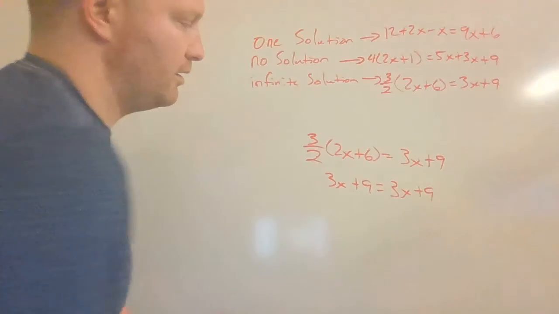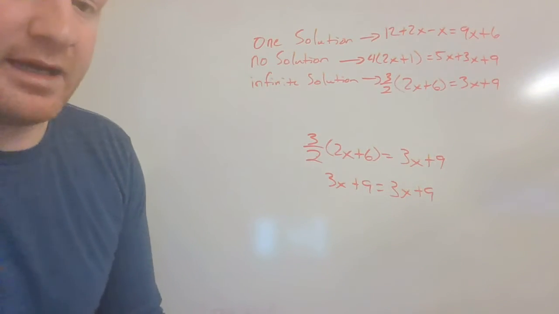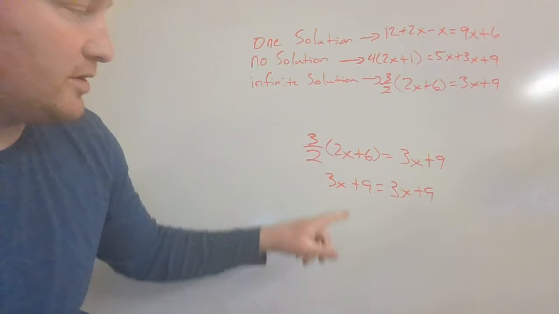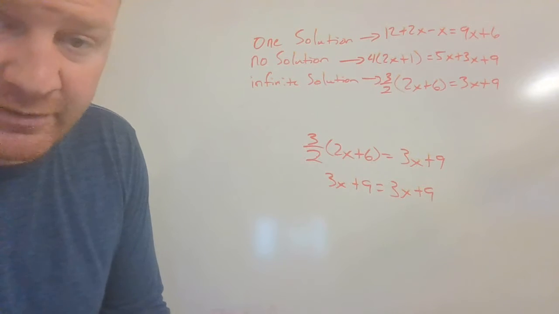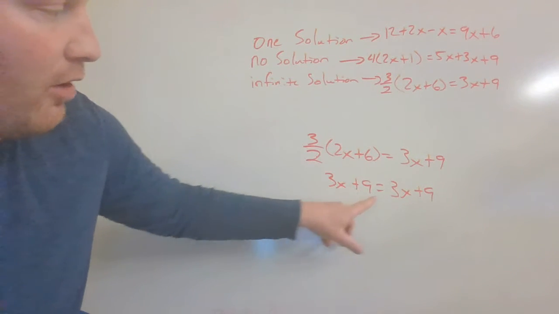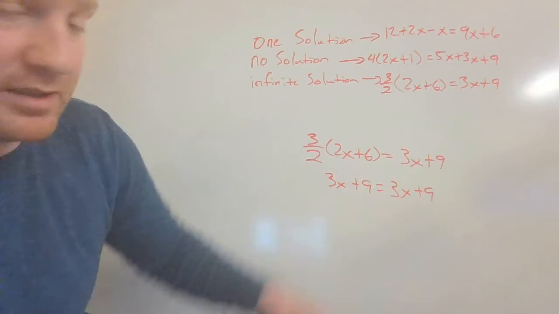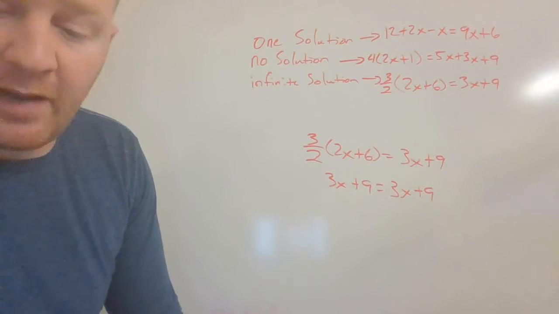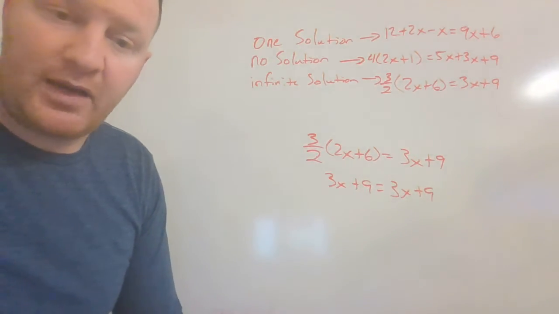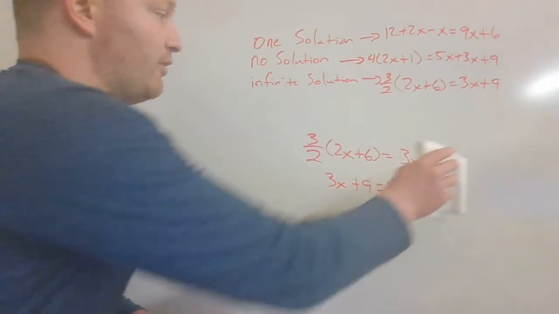Look how your left side and right side are identical. In this situation, that means for every single value of x, no matter what it is, from negative infinity to positive infinity, your left side will always equal your right side. And what does this look like on a graph? These are both the exact same line. They overlap each other. So we'll be back in a second with some other examples on factoring quadratics.